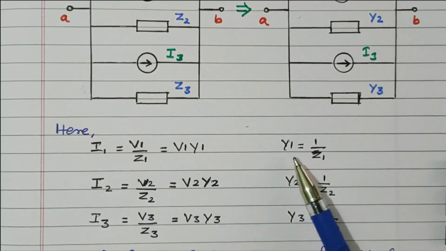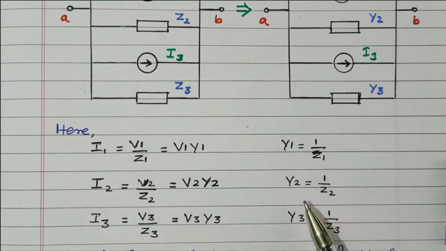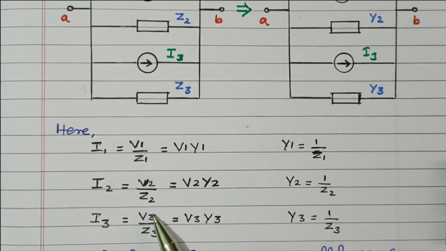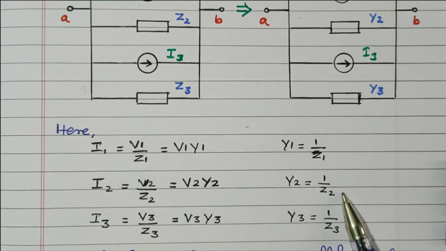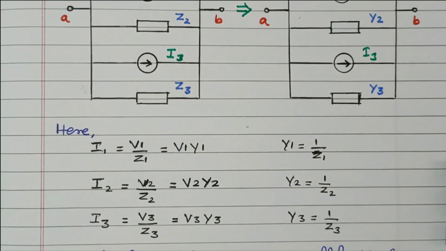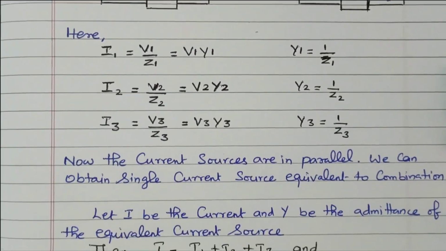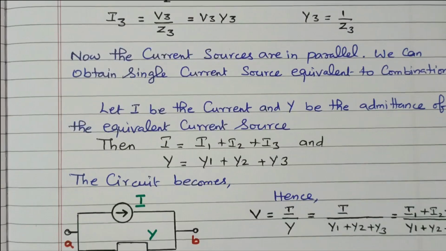Right? So this Y1 is nothing but 1 divided by Z1. Y2 is 1 divided by Z2. Y3 is 1 divided by Z3. Right? So this circuit refers to the impedance. This circuit refers to the admittance. Current source in parallel with the impedance. Here current source in parallel with the admittance. Now we'll go for the further analysis.